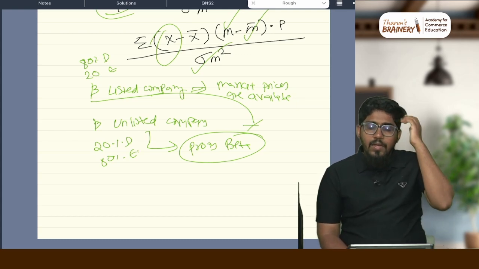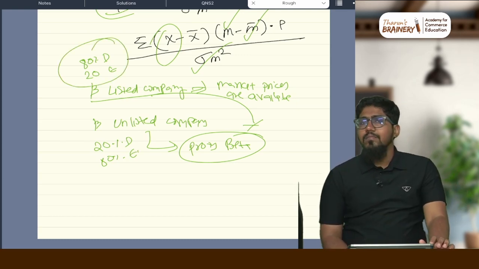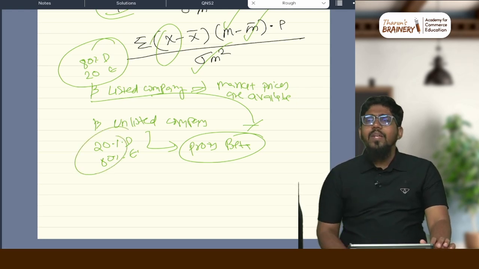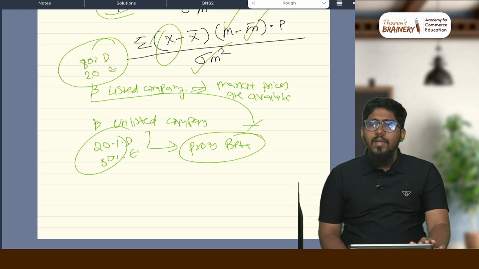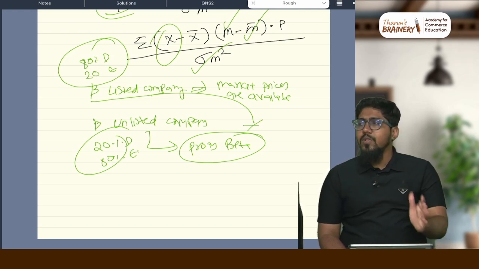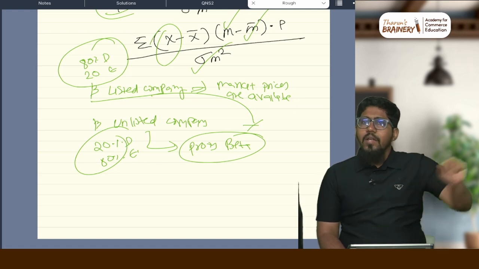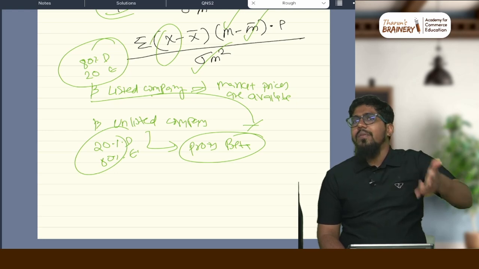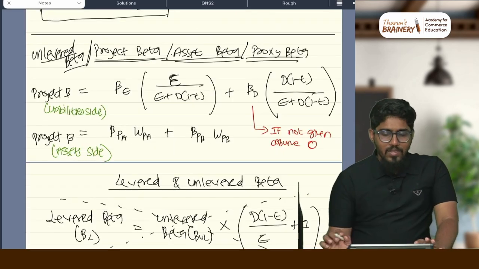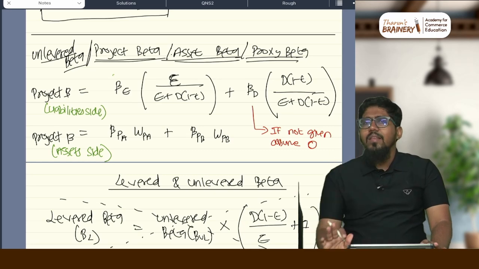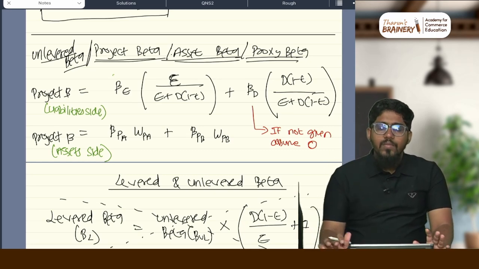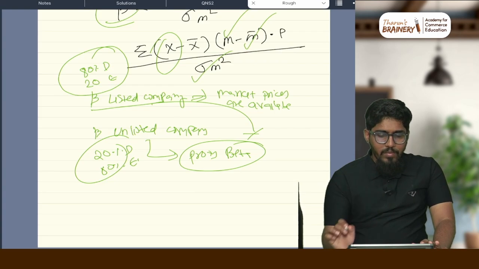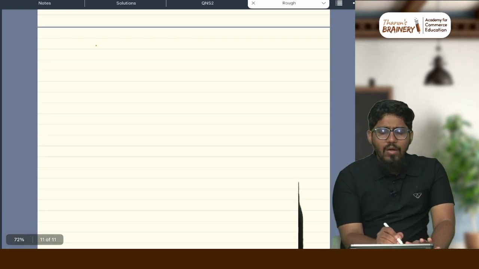So now what you have to do is find the unlevered beta for this. Then use that unlevered beta and this adjustment to find the proxy beta. It is also called project beta, which means beta of the business. It is also called asset beta. Project beta, asset beta, unlevered beta: all three are the same. What is the formula? Sir, how to calculate beta?